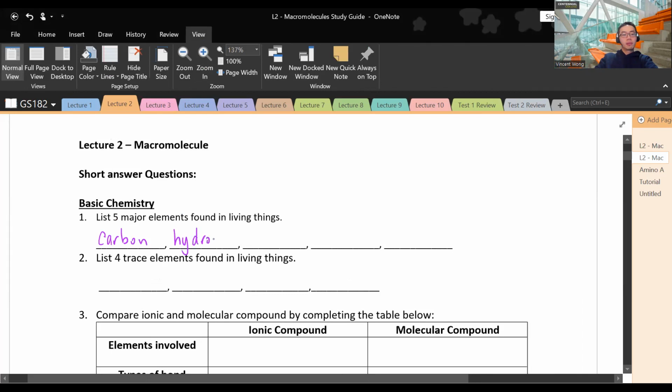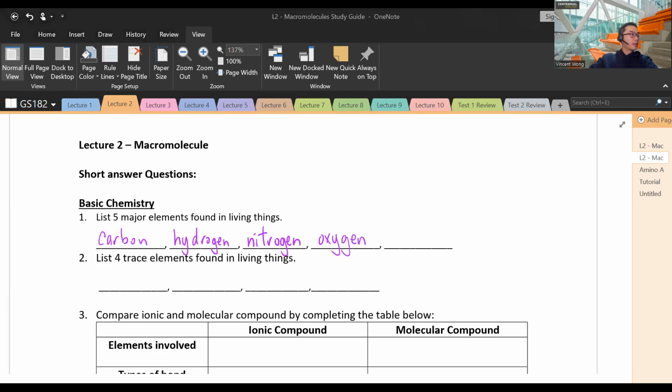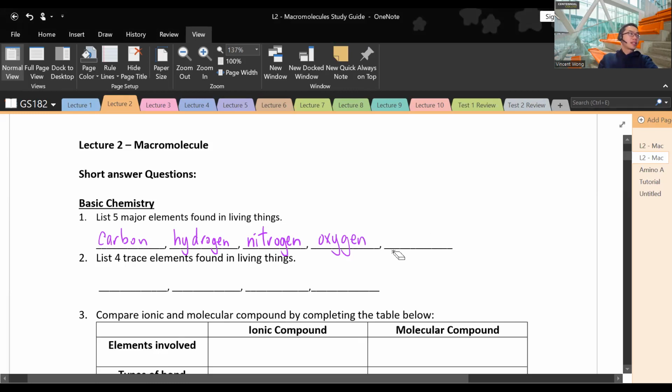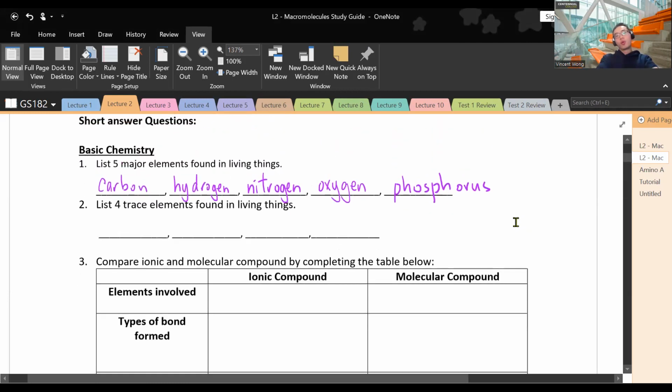hydrogen, nitrogen. They are in no particular order, okay? Oxygen. And what's the last one? Anybody remember what the last one might be? I ask because that's the one that usually people forget about. Carbon, hydrogen, nitrogen, oxygen, and one last one. Phosphorus. Phosphorus, that's right, thank you. So that makes up the majority of the elements within a living organism.